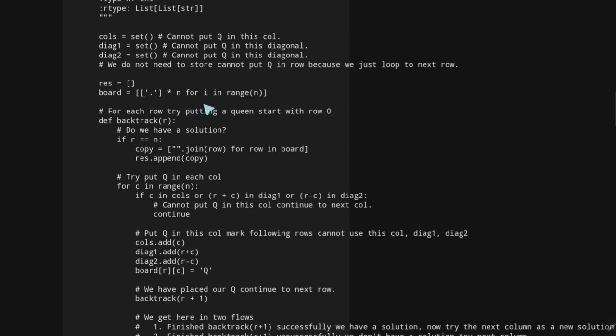We're going to have a two-dimensional array. So we see here square brackets, one-dimensional, and then another dimension. We multiply it by n because we are going to place dots, which means no queen. Initialize the board with dots all over the place.